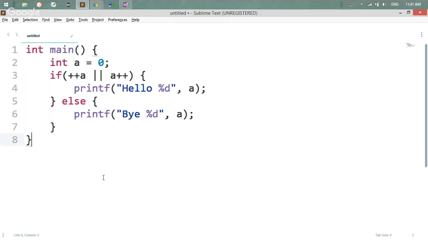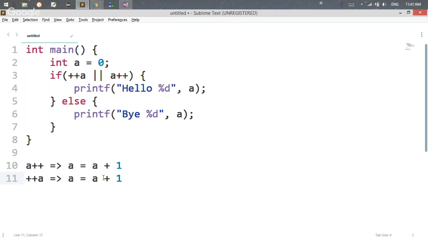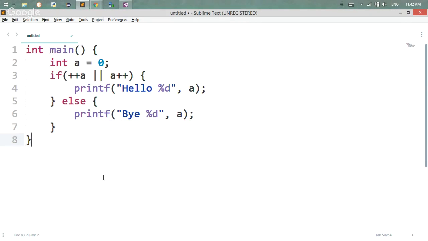Guys, please understand, post increment is not a equals a plus 1. People would have understood a plus plus as a equals a plus 1, and plus plus a as a plus 1 as well. This is quite wrong. This is not how it works. Plus plus a is pre-increment. That means at the very moment it gets evaluated to plus plus, but post increment means after that statement a's value will become incremented, but at that time it will be 1. Got it?